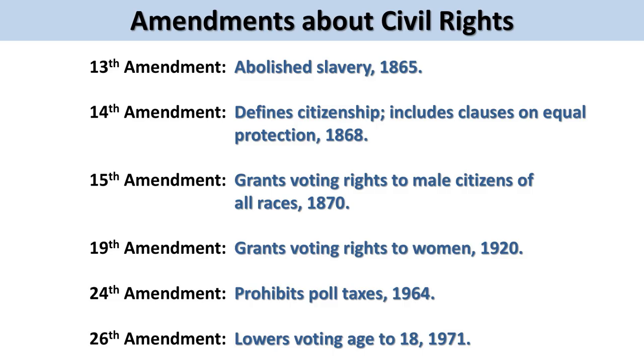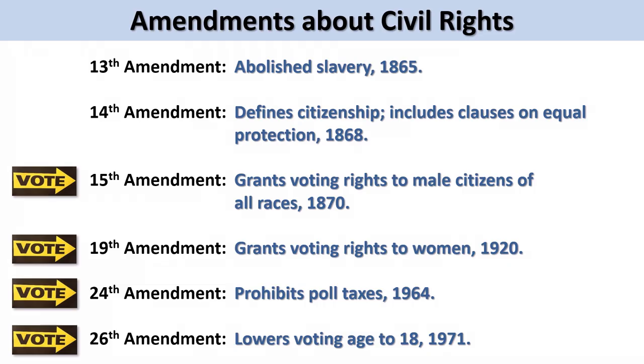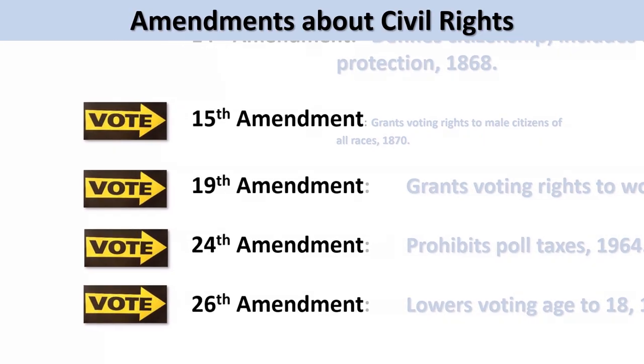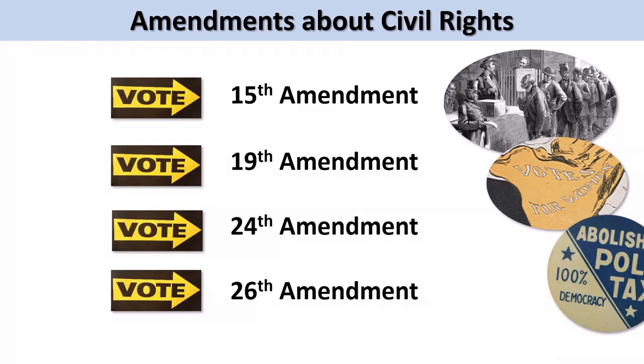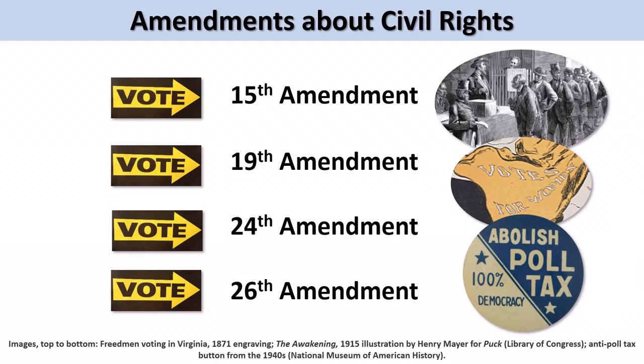Four amendments about civil rights that were added to the Constitution in the 1800s and 1900s are specifically about who can vote. Before these four amendments were made, in much of the United States, only white men who were at least 21 years old and who had money could vote. Today, through these four amendments, the Constitution protects the rights of citizens 18 and older to vote, no matter their race, gender, or level of income.